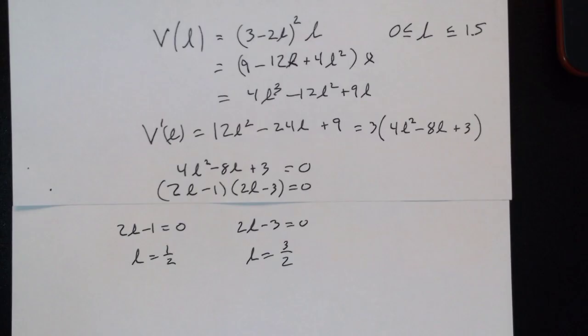Notice that one of those critical numbers is also the endpoint of my interval. The interval goes from 0 to 1.5. 1.5 is one of my critical points. Hey, it gets to do double duty.